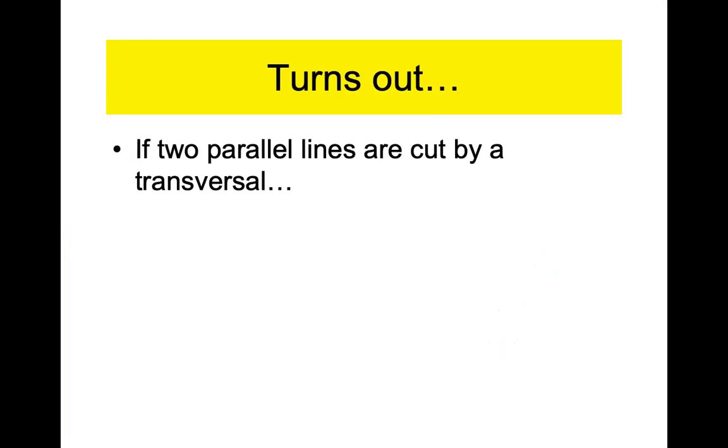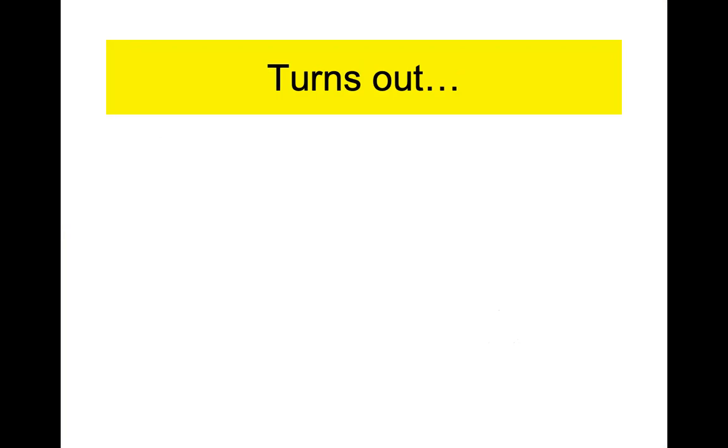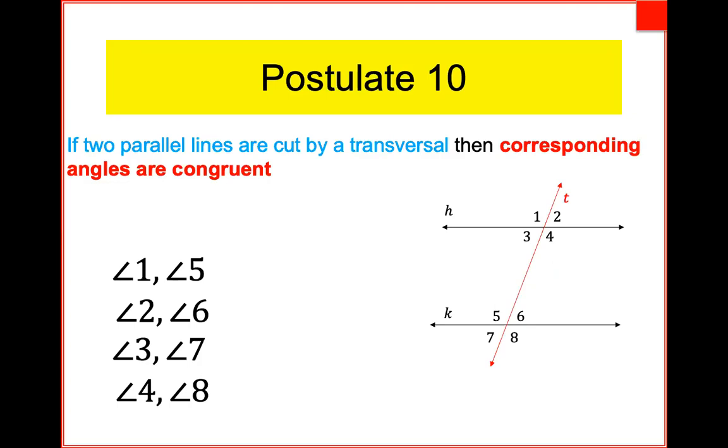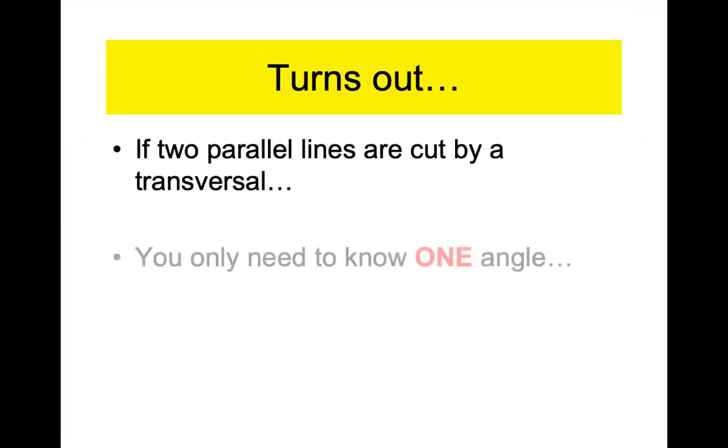So it turns out if two parallel lines are cut by a transversal, you only need one angle to name all 8. Think about that. If you have this construction right here, if you measure any one of these 8 angles, you can figure out the rest of them just by that one postulate and one other thing. So you need to pay attention. This is tonight's homework.